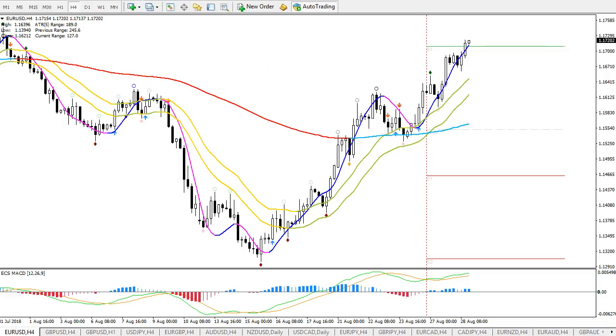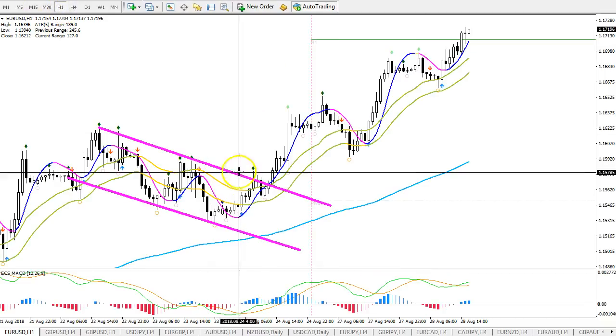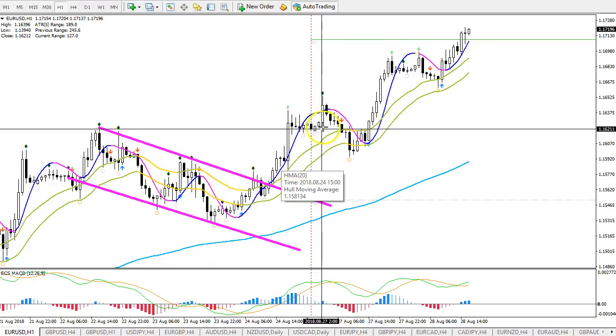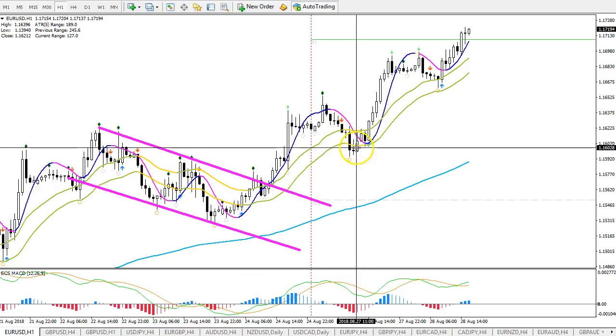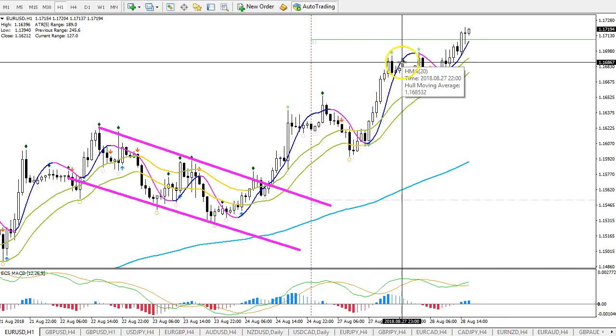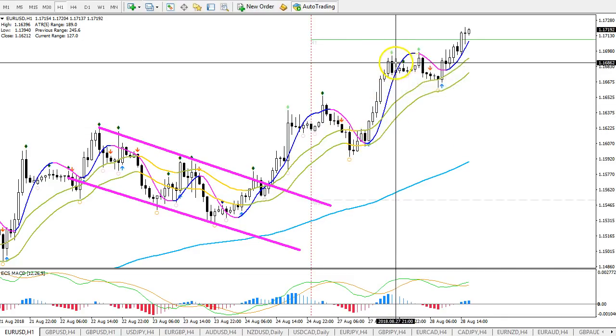Last week we had a break of the bull flag chart pattern that we see right here, indicated by these magenta lines, and price continued to the upside. On Sunday we were looking at this break here, and we were looking at a potential wave 1, 2, 3, this being wave 4, and indeed we got a bounce to the upside and a continuation of that breakout.